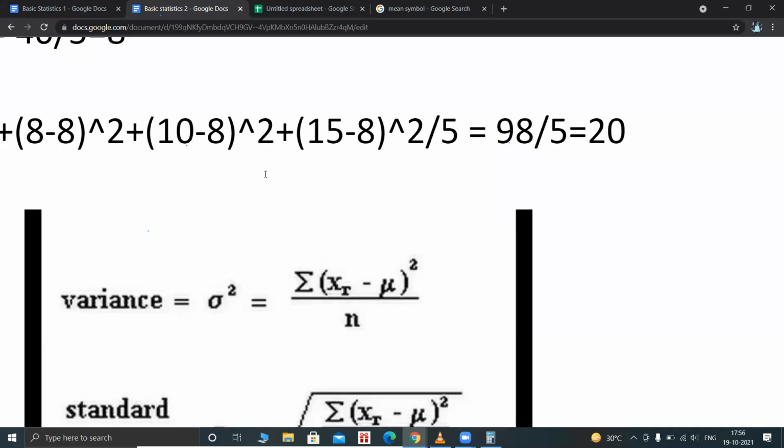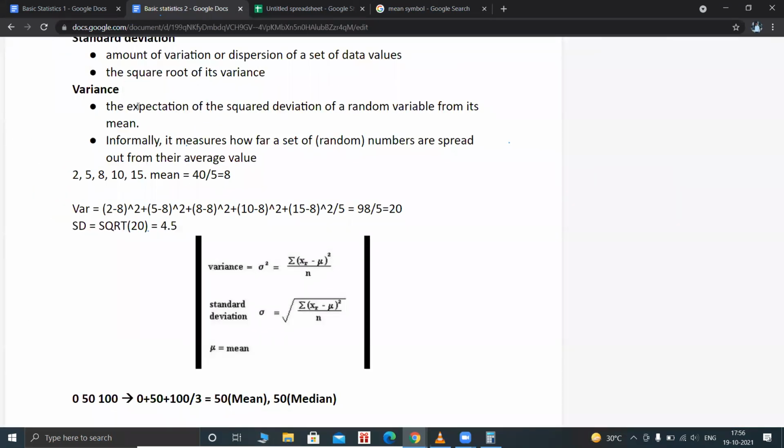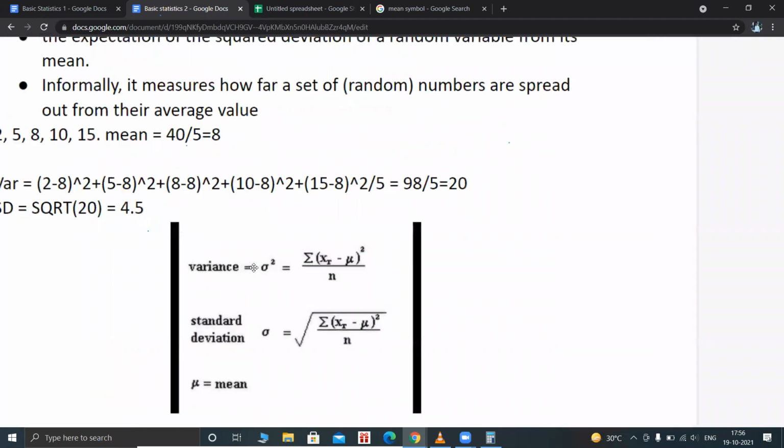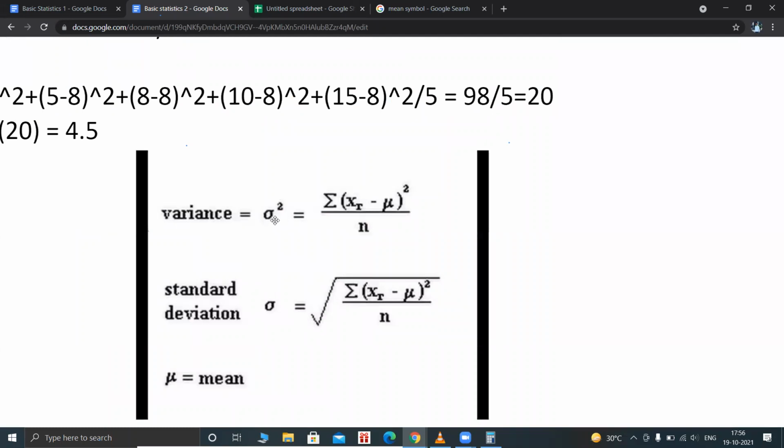Now variance is nothing but sigma square. Guys, I hope everyone knows the symbol of sigma. So as you can observe here, this is variance, and we represent variance in mathematical form as sigma square.